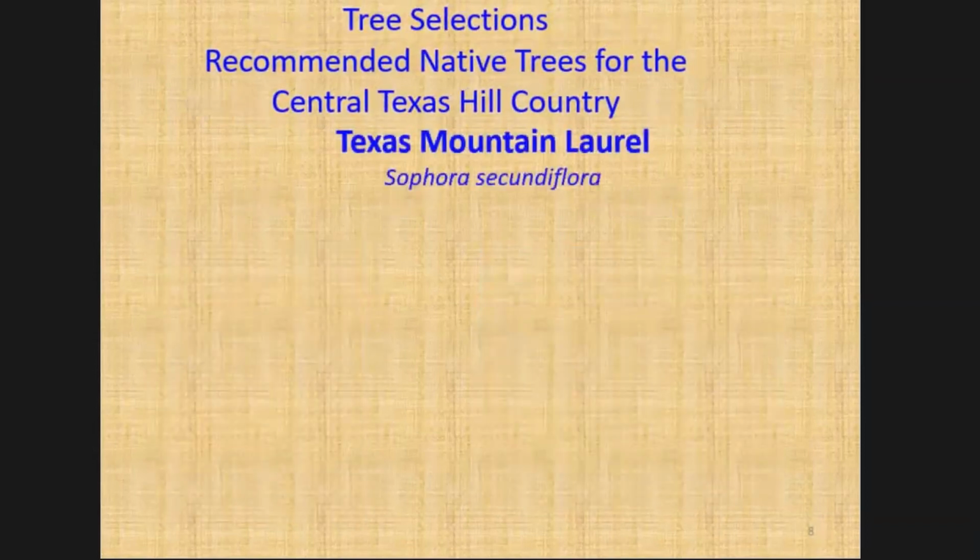Okay, tree selections. We're going to go over some recommended trees that are relatively easy to find in local nurseries here, and they're going to be native trees. The first few trees we're going to talk about are what we call understory trees. These are trees that are typically 10 to maybe 20 feet tall, and they can usually exist under larger canopy trees, which we'll go over a few of as well.